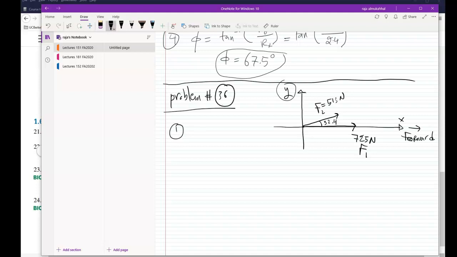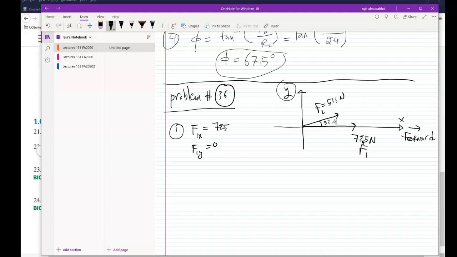Find x and y component. So F1x is equal to what? Well, look at that. The vector F1 is already on the x-axis. So the x direction is really the whole vector. Make sense? So it's going to be 725. Now F1y is 0, right? Because there is no component. There is no angle. So it's just going to be 0. Make sense?